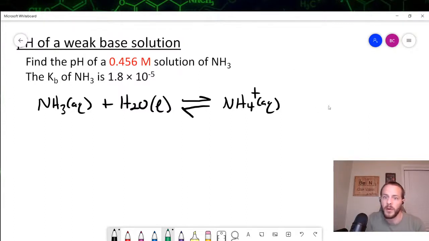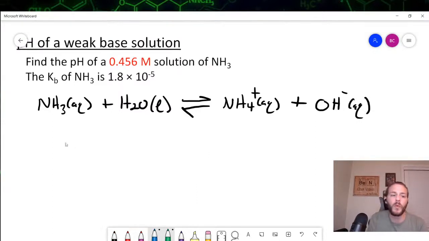NH4 plus, that's the ammonium ion for anybody who's interested. And we're going to get the hydroxide ion, OH minus, and that's also aqueous, right? So the next thing that we want to do is set up an ICE table. What the ICE table accomplishes is that it allows us to express the equilibrium concentrations of every reactant and product in terms of a variable, which we usually call X. I stands for initial, C stands for change, E stands for the equilibrium concentration.